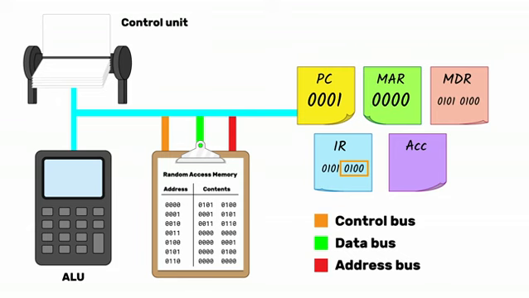The control unit can translate opcode into instructions. So here the control unit translates the opcode 0101 into a load from RAM instruction.